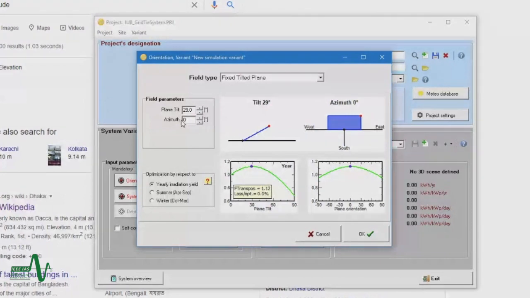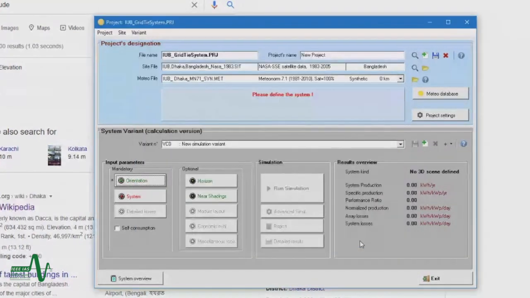So we have seen that whenever we choose 0 degree, that means it's facing the south, and at that time we will get the maximum amount of power. So we are choosing this orientation.